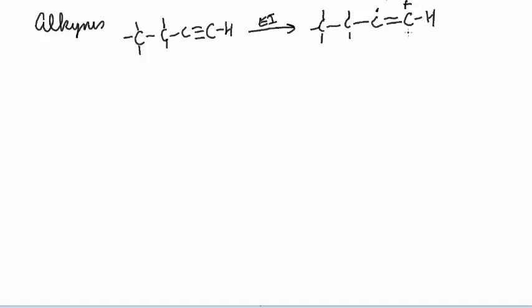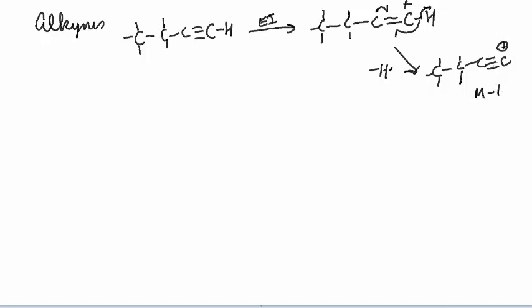So let me show you the loss of the alkynyl hydrogen here. Basically a homolytic type cleavage where the hydrogen atom pops off and you're left with a non-radical alkynyl cation, which has a mass of M-1.